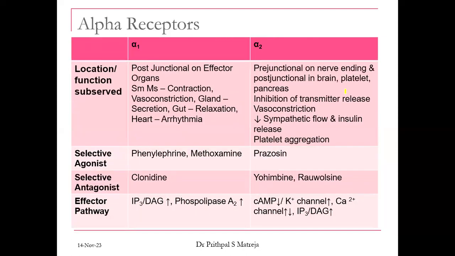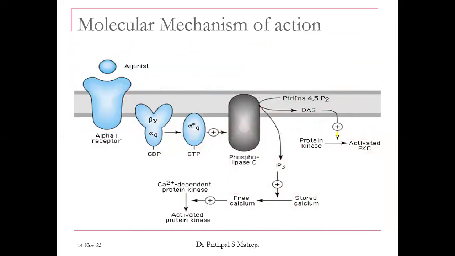Similarly, we have two sets of alpha receptors, the alpha 1 and the alpha 2. Alpha 1 is present in the post-junctional effector cells, where in the smooth muscles of the blood vessels, they cause vasoconstriction, whereas in the gut, it causes relaxation. In the heart, it leads to arrhythmia. Similarly, we have the alpha 2 receptors, which are present in the pre-junctional nerve endings and post-junctional cells in the brain, platelet, and pancreas, having a negative feedback, thereby causing vasoconstriction, decreased sympathetic flow, and decreased insulin release, as well as platelet aggregation.